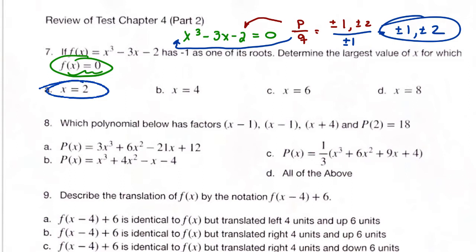Now, the other way you can do this is once they tell you that negative 1 is a solution, you could do synthetic division with this polynomial. It gives you 1x cubed, there's no x squareds.